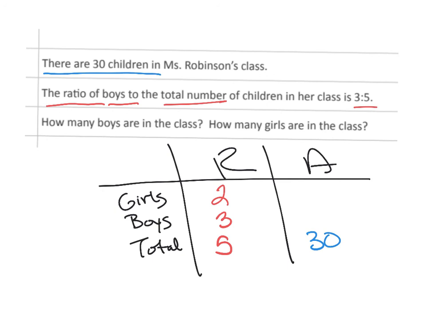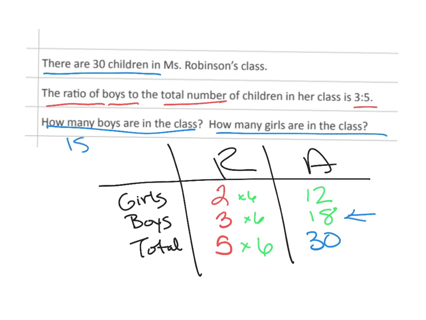So let's do the math. 5 times what gives us 30? That'd be 6. Multiply all of these by 6. 2 times 6 is 12. 3 times 6 is 18. So we have 2 questions here. How many boys are in the class? How many girls are in the class? We have 18 boys, and we have 12 girls. And to double check, 18 plus 12 does give us 30.